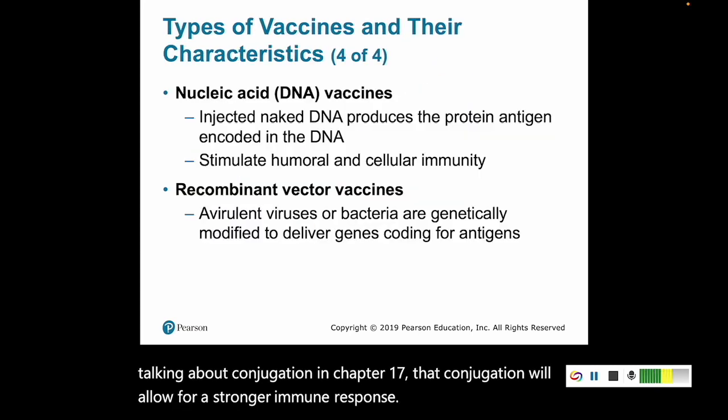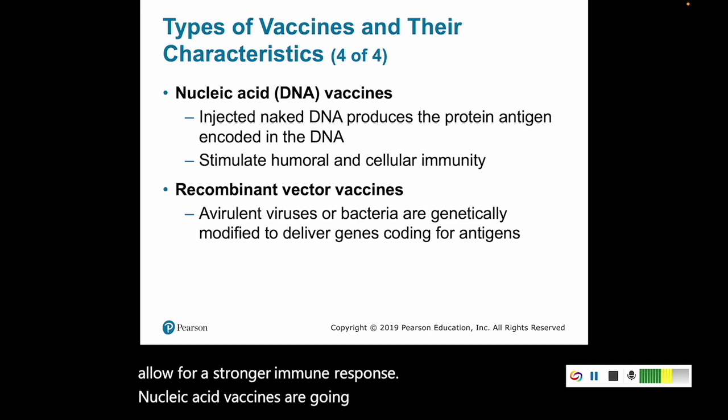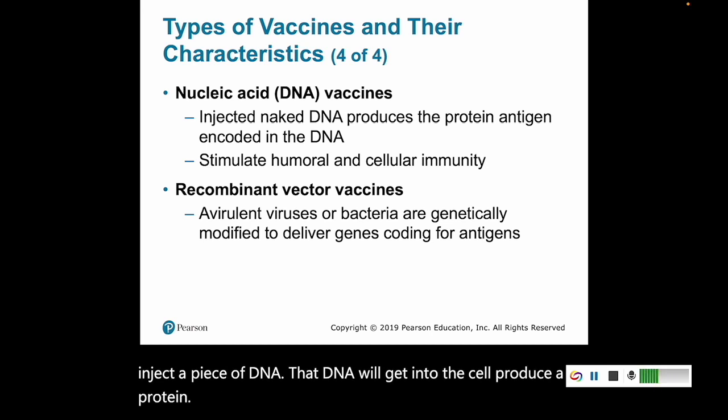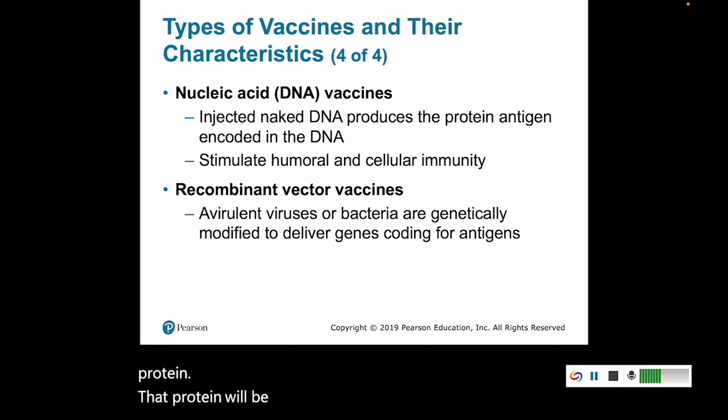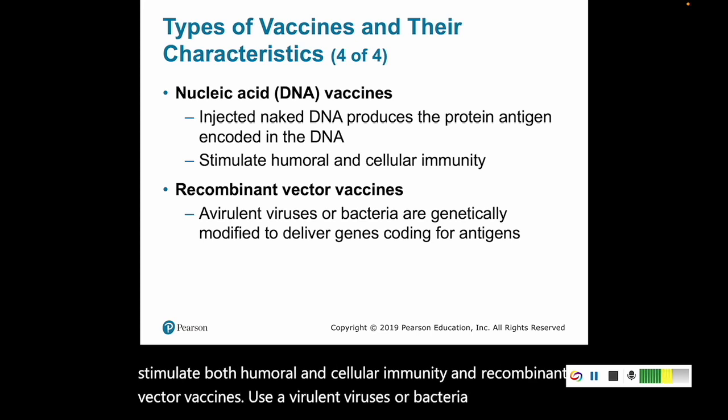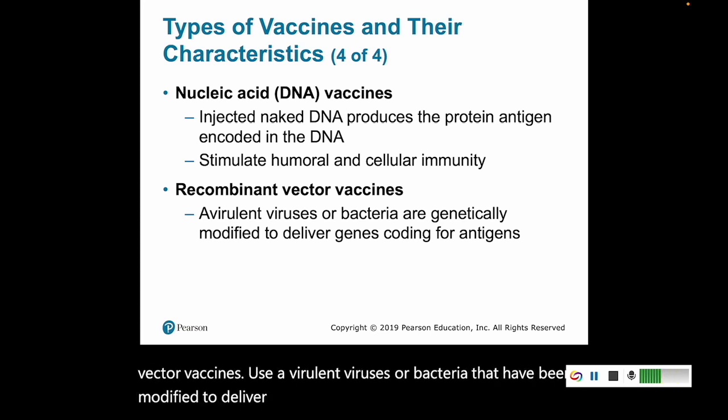Nucleic acid vaccines are going to use a nucleic acid. So they'll just inject a piece of DNA. That DNA will get into the cell, produce a protein. That protein will be displayed on your patient's cells and will stimulate both humoral and cellular immunity. And recombinant vector vaccines use avirulent viruses or bacteria that have been modified to deliver genes coding for antigens.